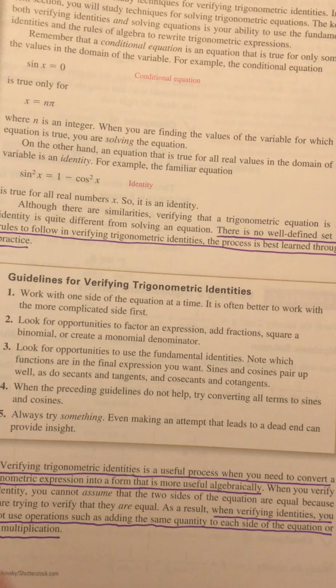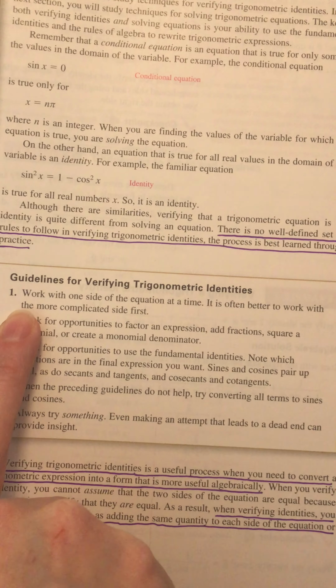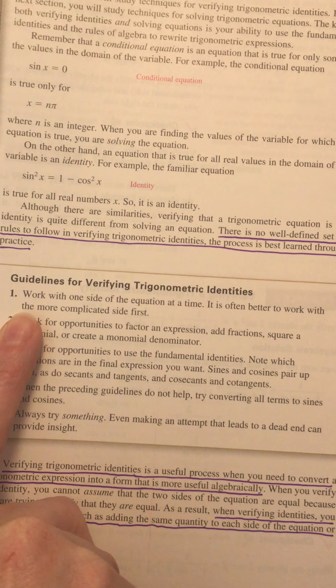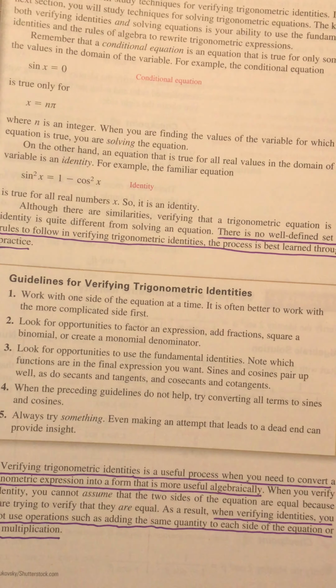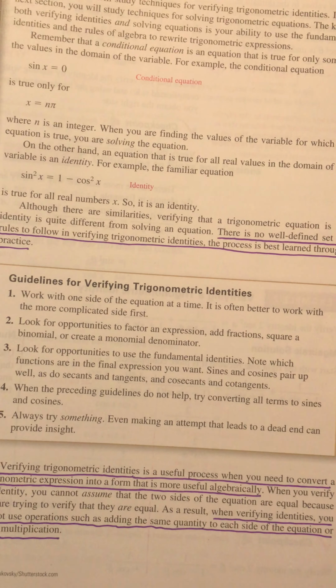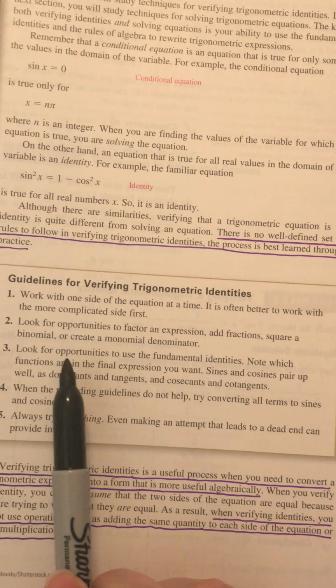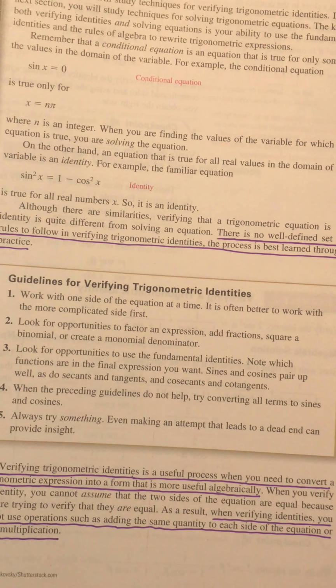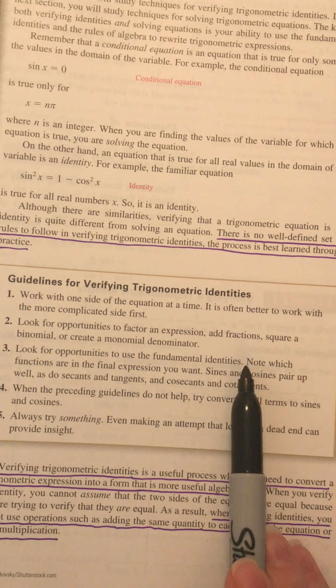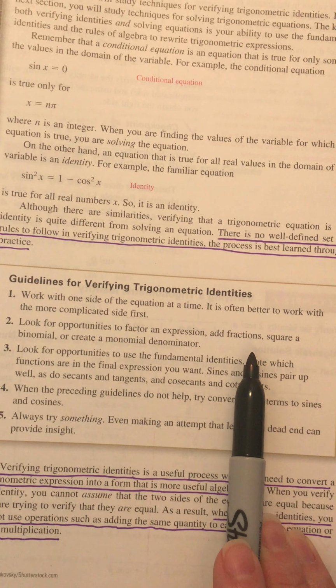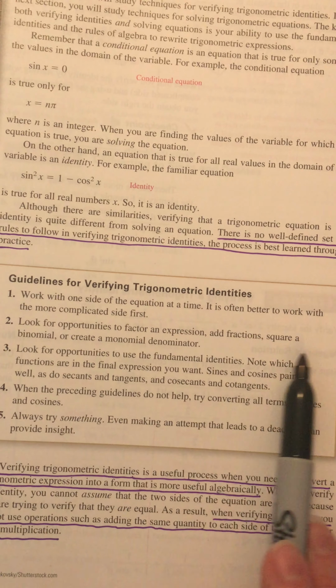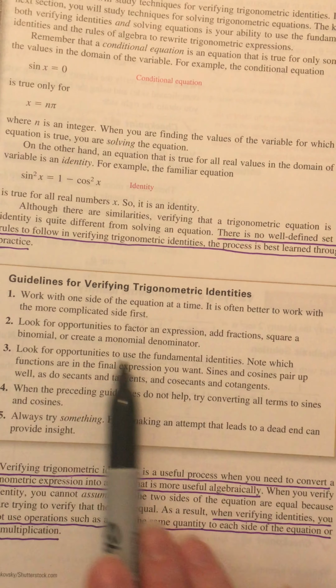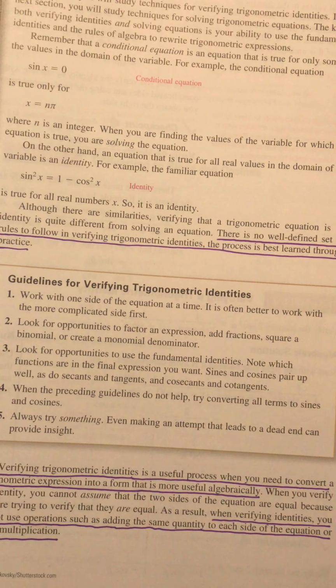All right. The first step is to work with one side of the equation at a time. It is better to work with the more complicated side first. Next, look for opportunities to factor an expression. Factoring is always a way to simplify it as well. Add fractions. If you want to add a fraction, you need a common denominator. You can square a binomial or create a monomial denominator.